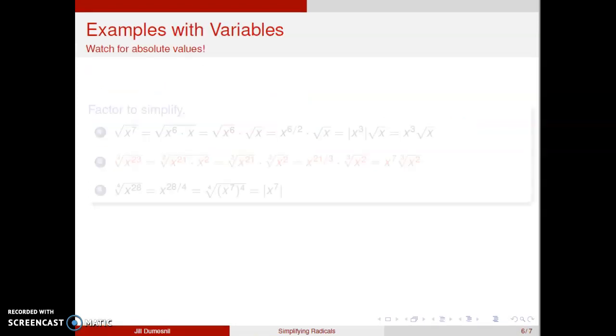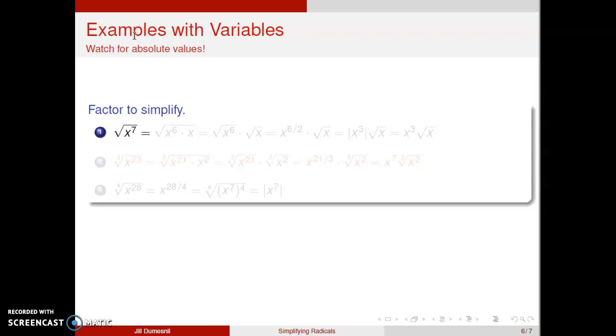Now let's look at several more complicated examples with variables to increase our comfort in simplifying radicals. We also want to watch out for when we need absolute value in simplifying even indexed radicals.